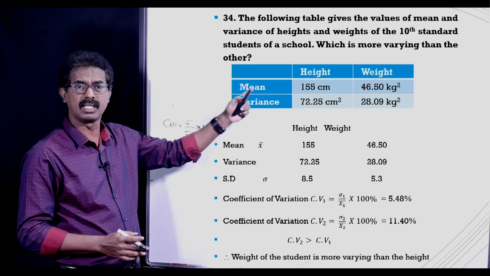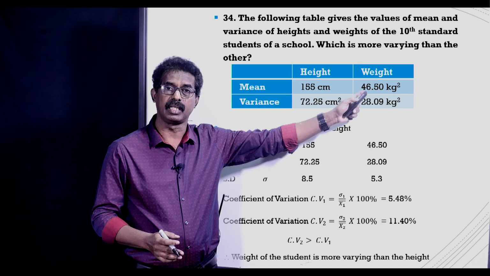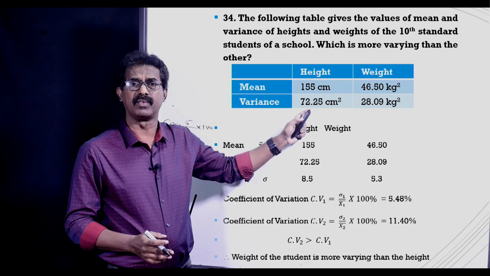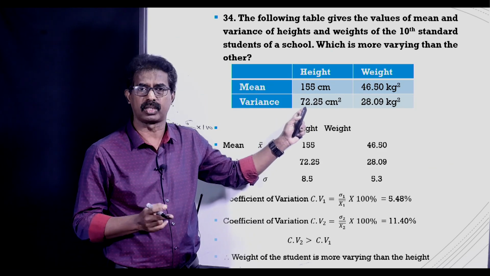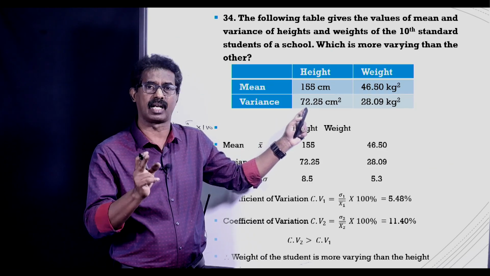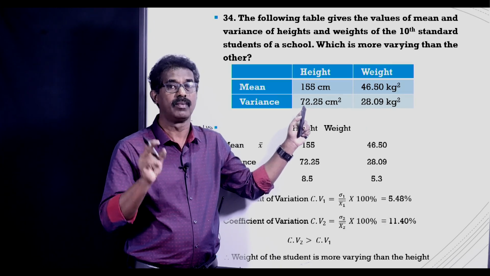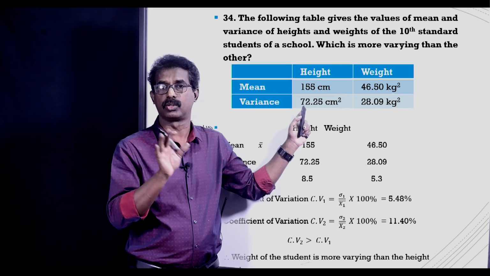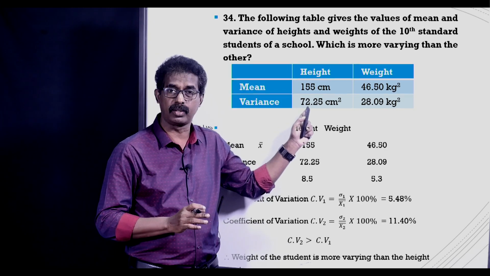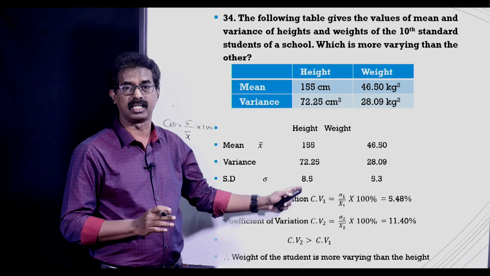Here mean is given, mean of the first x1 bar, mean of the second x2 bar. Variance given, but we want sigma. Variance means sigma square, so you have to find the square root of this. Not that much easy. Either you go for long division or you can use logarithm. How to use logarithm for standard deviation? In the previous video I explained with the log table, so you can watch that. So you find the square root of this, then only you will get the standard deviation.